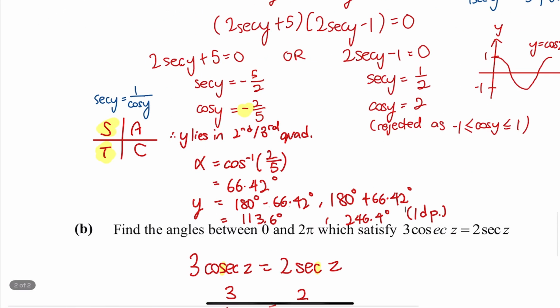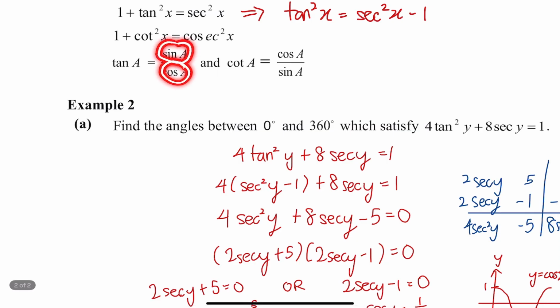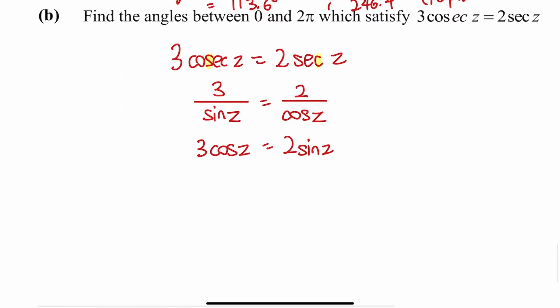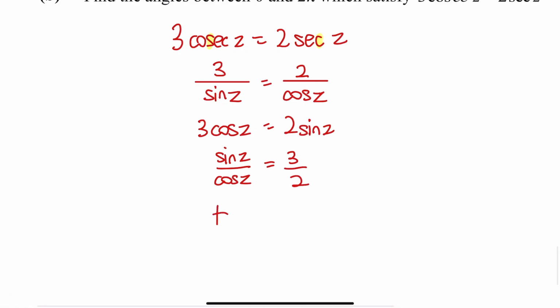Remember, we have also learned that tangent is sine over cosine. So if I can get a sine over cosine, I can turn this into tangent. How to do that? I simply divide both sides by cosine. So I rewrite the left side to be 2 sine z. By rewriting this, this will be sine z divided by cosine z is equal to 3 over 2. I divide 2 on both sides and I divide by cosine z on both sides as well. Therefore tangent z is equal to 3 over 2.